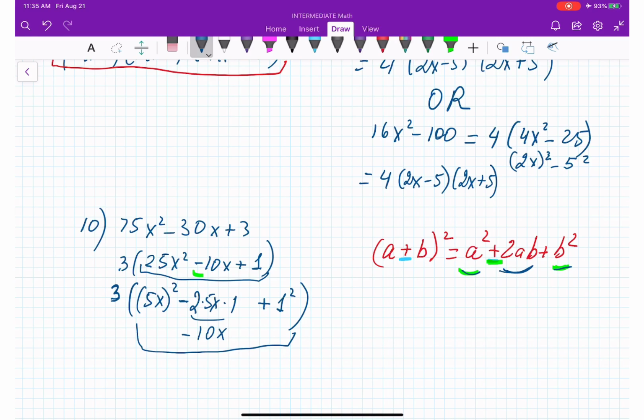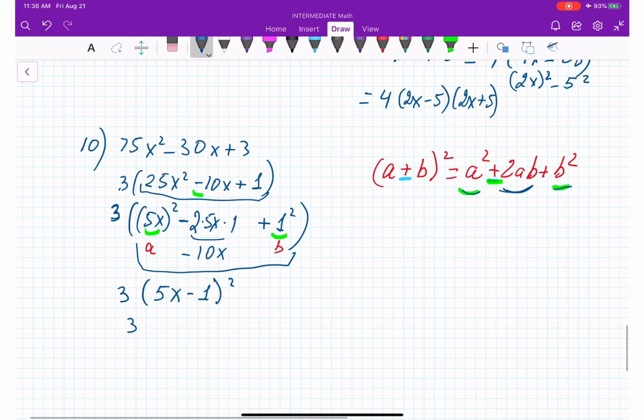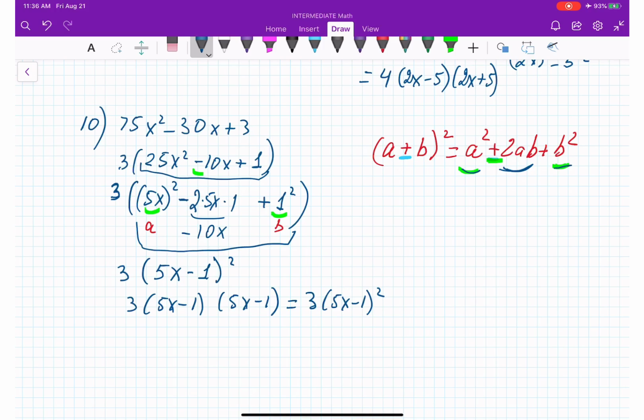And that's how I figure out it's going to be (a minus b) squared, which is going to be 3 times. My a is 5x, right? We already know from here. And my b is 1. So (a minus b) is 5x minus 1, squared. Okay? If you don't like this method, you just always go back and solve using the discriminant. You should get the same thing. You should get 3 times (5x minus 1)(5x minus 1), which would be equal to the same 3 times (5x minus 1) squared.